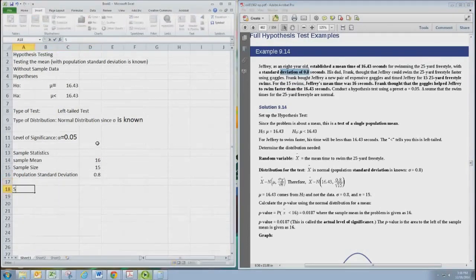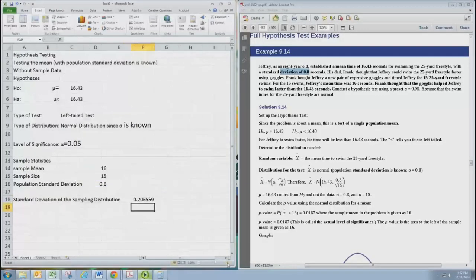Alright, we're now going to adjust the standard deviation to get the standard deviation of the sampling distribution. And remember from experience 8 that is found by taking the population standard deviation and dividing by the square root of the sample size. Now Excel will do that for us. Right. And we're now ready to calculate a p-value.